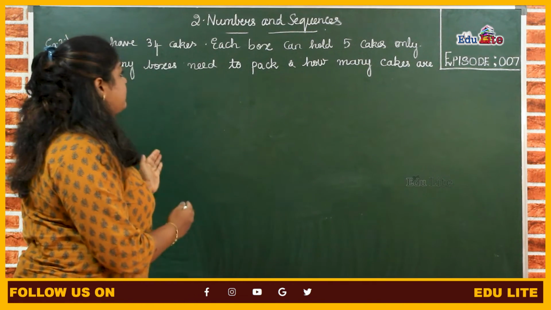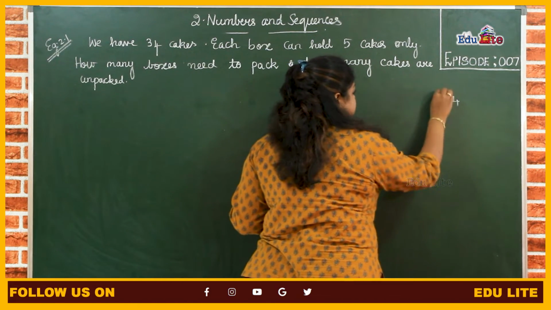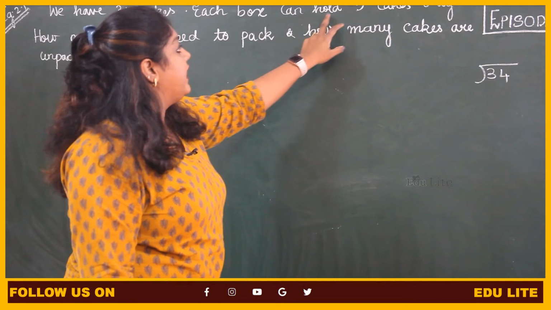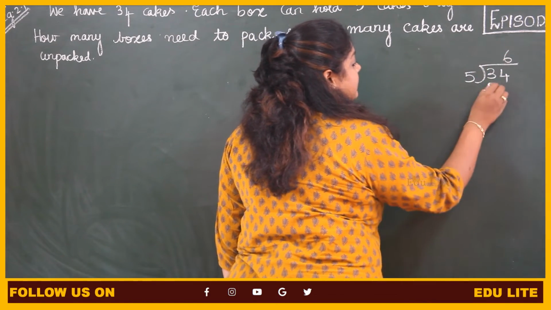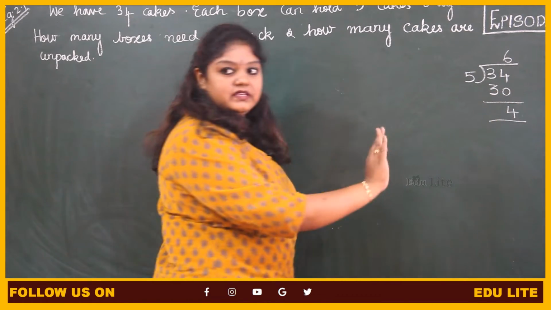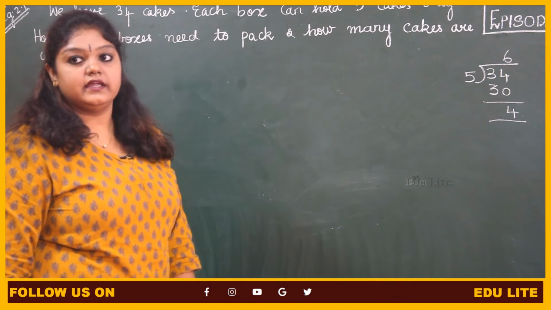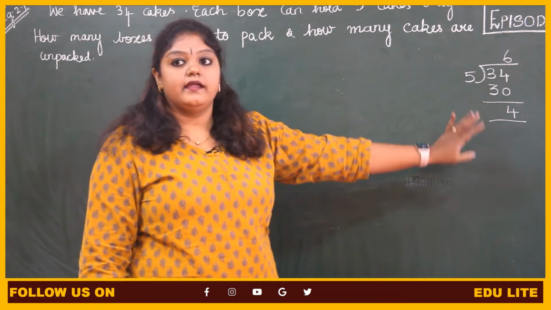In a simple way, the total number of cakes given is 34, and each box can hold 5 cakes. So divide by 5: 6 5s are 30, balance 4. This is how we simply find it out. But we have to express this in Euclid's division lemma. Let us see how to express this in Euclid's division lemma.